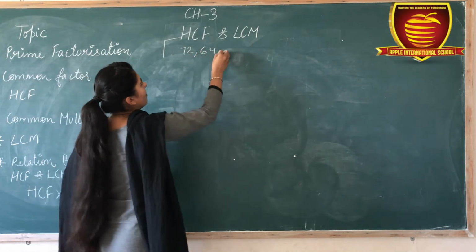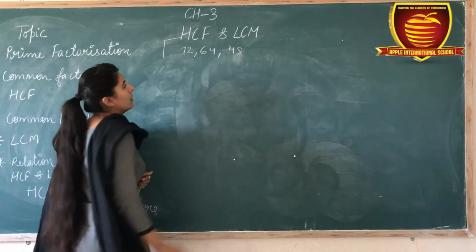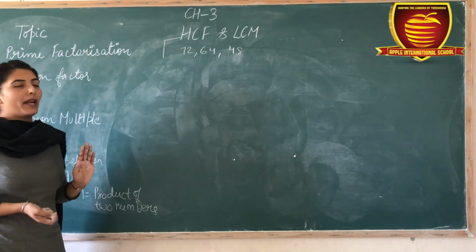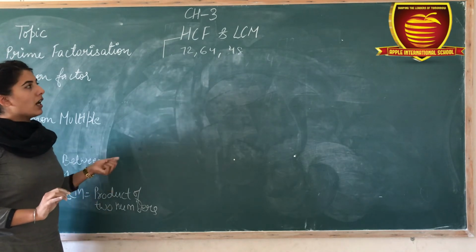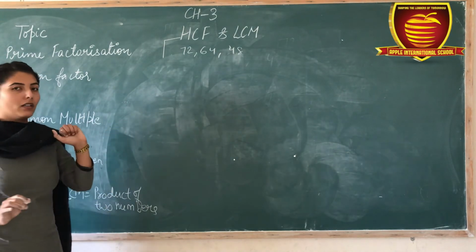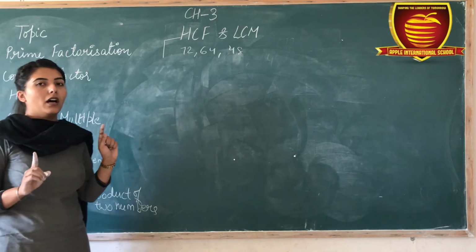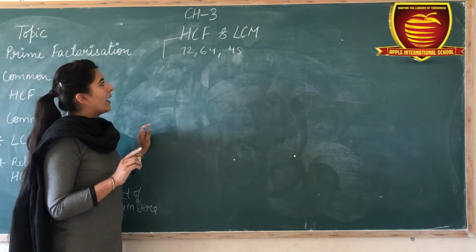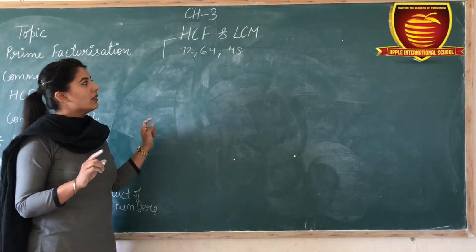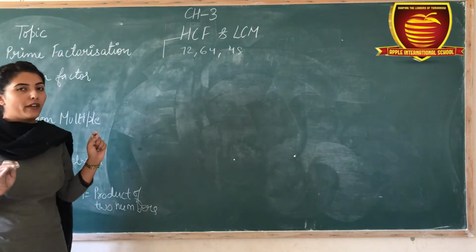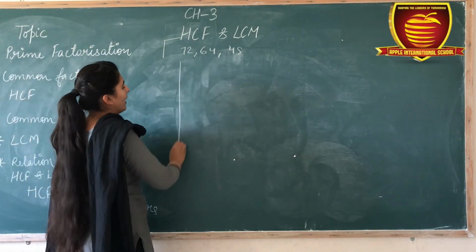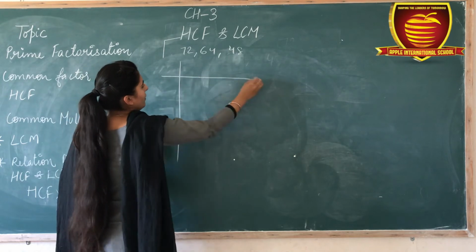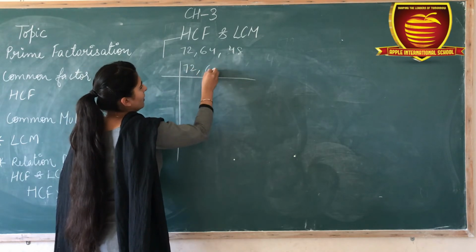Take the previous example. We have 3 numbers. These are the 3 numbers given in a question. Now you have to find the common factor. So in the first type, we find the factors of each number separately. Now we are going to find these factors.